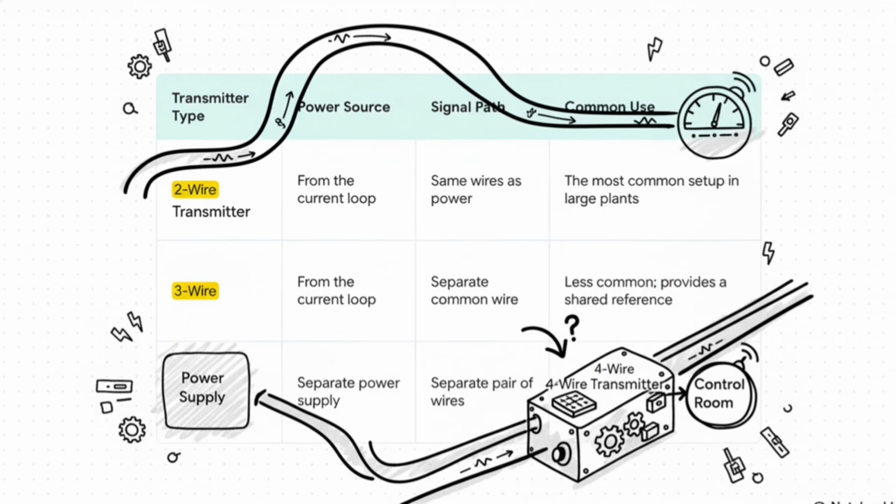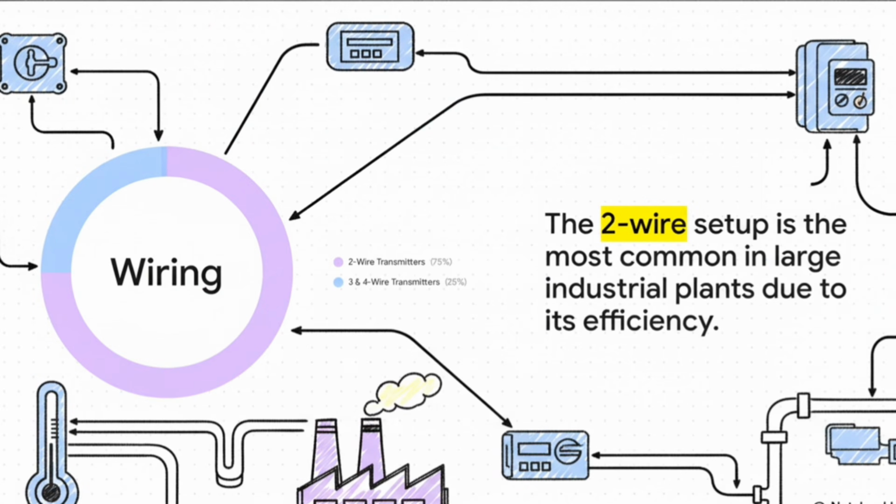Now you're going to run into a couple of different ways these things are wired. By far the most common type is the 2-wire transmitter. It's super efficient because it actually sips its power directly from that 4 to 20 milliamp signal. So the same 2 little wires carry both the power to the device and the signal back from it. Now, if you have a more complex device that's power hungry, you'll see a 4-wire setup, which just means it has its own separate power supply. And yeah, that two-wire setup is absolutely the king of the castle. If you walk into any large plant, the vast majority of instruments you see are going to be these simple, elegant two-wire devices. It just makes everything, from wiring to troubleshooting, so much more standardized and straightforward.